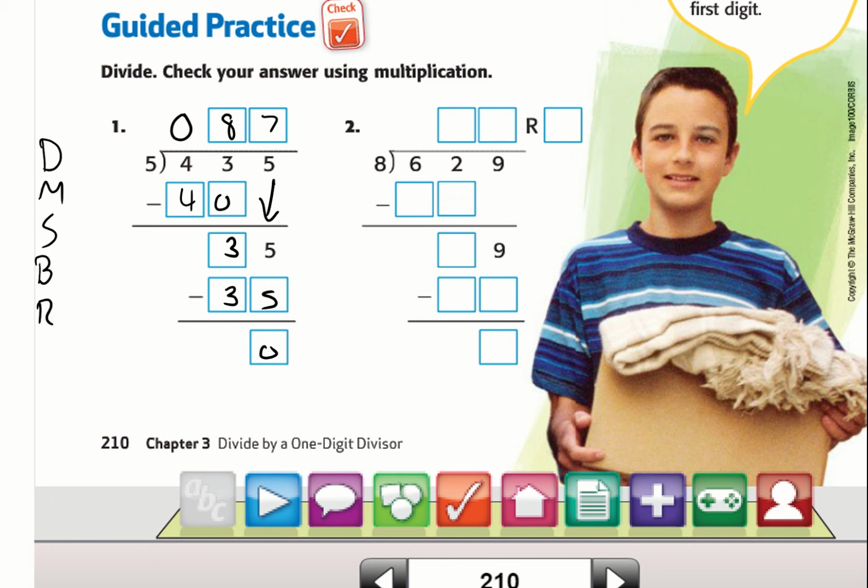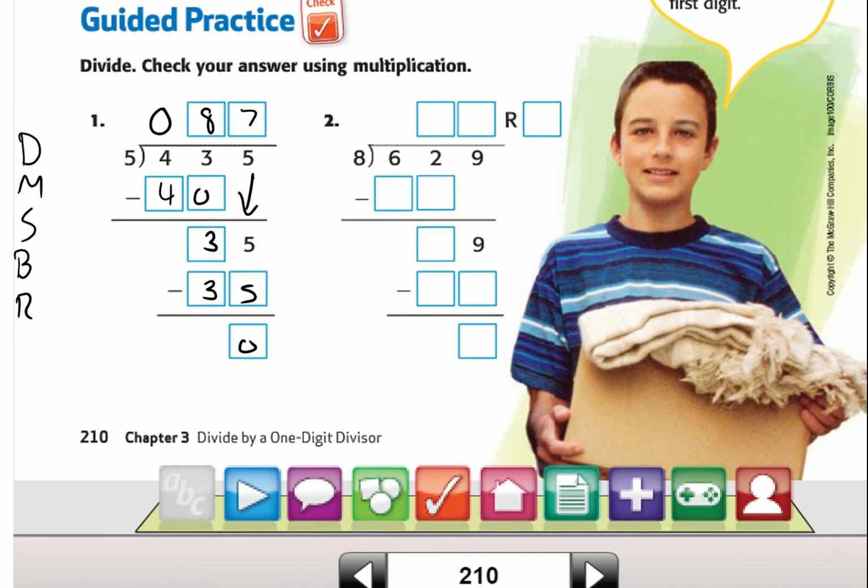Subtract. The 43 minus 40 equals 3. Bring down the 5. We have 35. 5 goes into 35 7 times. 7 times 5 is 35. You subtract it, we get 0.